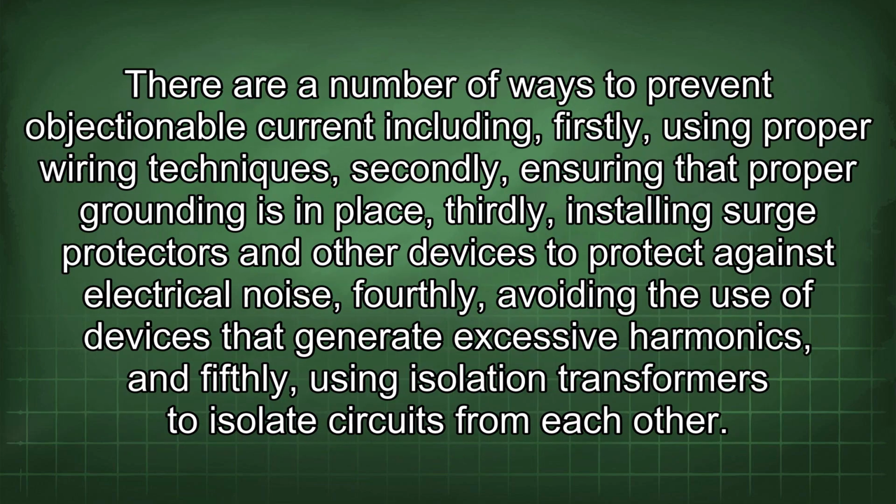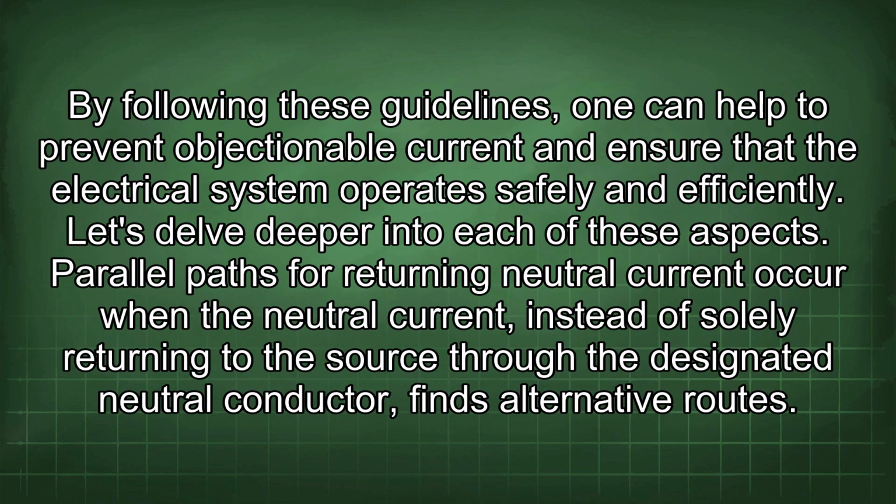There are a number of ways to prevent objectionable current, including: firstly, using proper wiring techniques. Secondly, ensuring that proper grounding is in place. Thirdly, installing surge protectors and other devices to protect against electrical noise. Fourthly, avoiding the use of devices that generate excessive harmonics. And fifthly, using isolation transformers to isolate circuits from each other. By following these guidelines, one can help to prevent objectionable currents and ensure that the electrical system operates safely and efficiently. Let's delve deeper into each of these aspects.